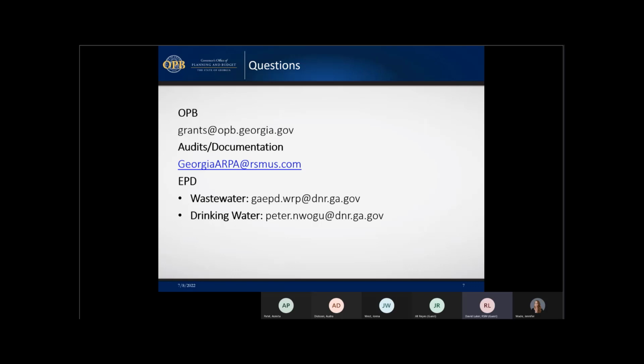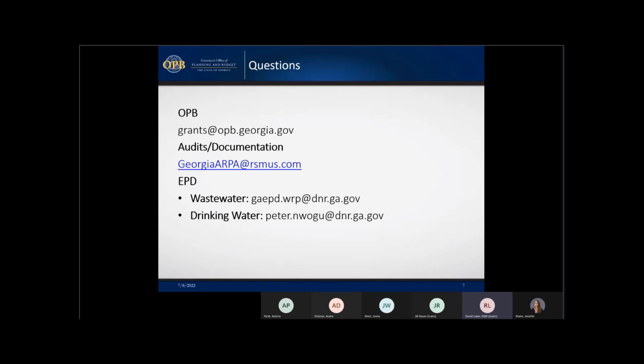We also have an ARPA inbox that is included in the slides for submission of those documents if you'd like to submit them beforehand, before your initial payment request submission. We're happy to look at those and include them in our files in advance of that process.